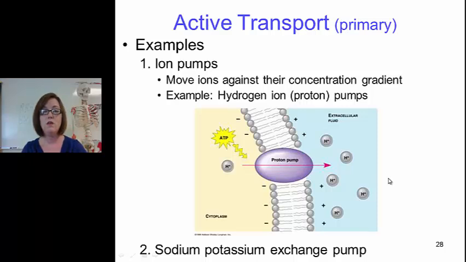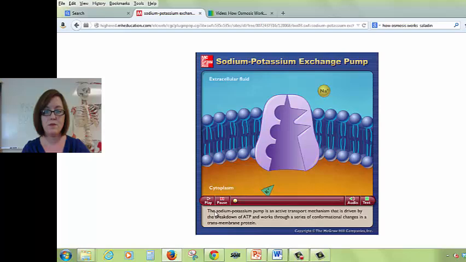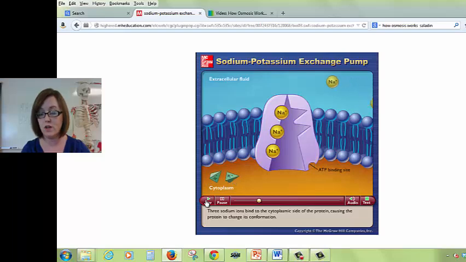Right? Another example of active transport that's really important is the sodium-potassium exchange pump. So this is the sodium-potassium exchange pump. As the name suggests, it's going to move both sodium and potassium. Okay? It happens to move 3 sodiums out for every 2 potassiums that come in. So the sodium and potassium are moving in opposite directions, hence the word exchange. But they're both moving against their concentration gradient, so this is going to require ATP energy.